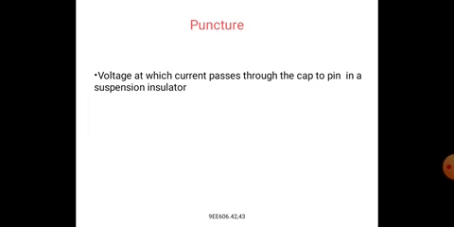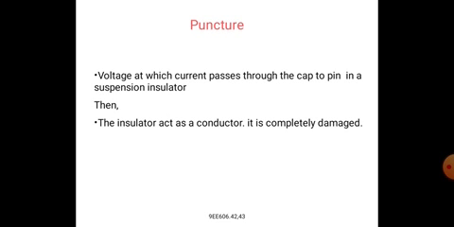Puncture is the voltage at which the current passes through the cap to the pin in a suspension insulator. Then the insulator acts as a conductor and it is completely damaged. That means a short circuit occurs to the pole.